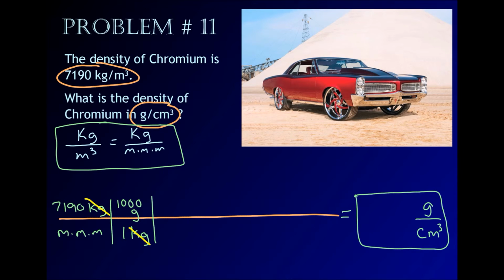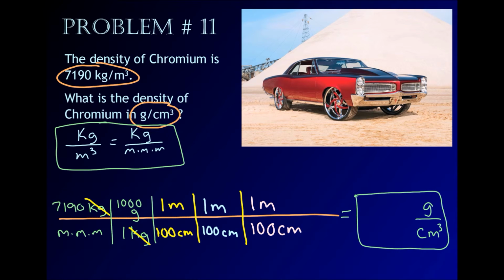So I'm going to have to convert from meters to centimeters. The only issue is I'm actually going to have to convert from meters to centimeters 3 different times in order for it to work out. Because I have to actually cancel out all 3 of the m's on the bottom. I know that there's 100 centimeters in every meter. So now that I have all 3 of those in the table, I can begin canceling out my units. Meter cancels out with meter. Meter cancels out with meter. Meter cancels out with meter.